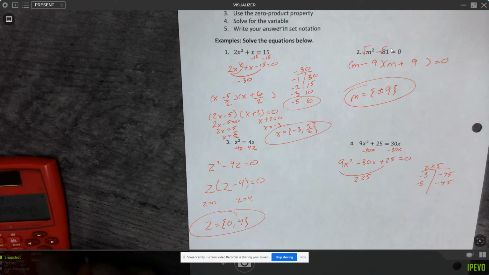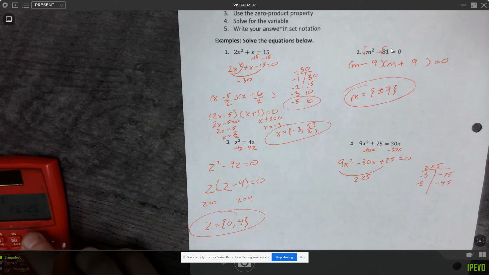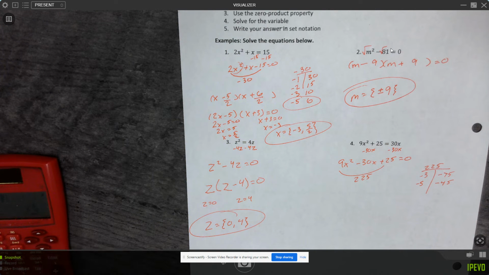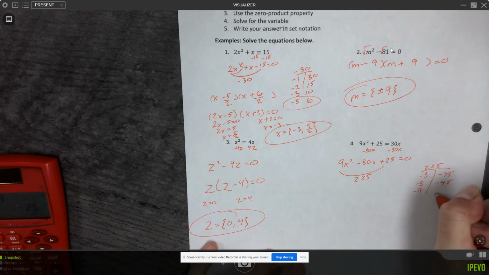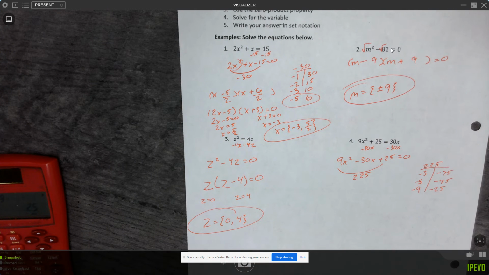225 is not divisible by 6. 225 is not divisible by 7. 225 is not divisible by 8. 225 is divisible by 9. Negative 9 and 25, which does not add up to be negative 30.